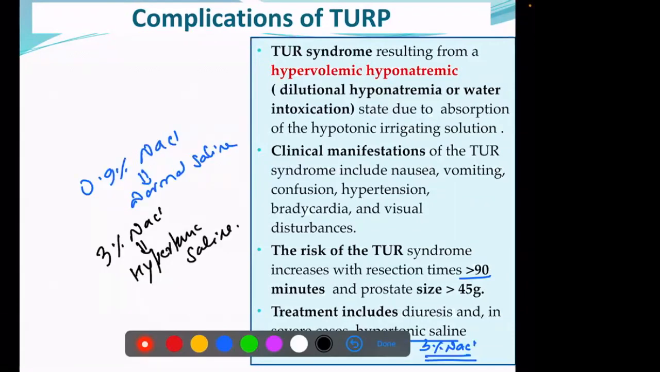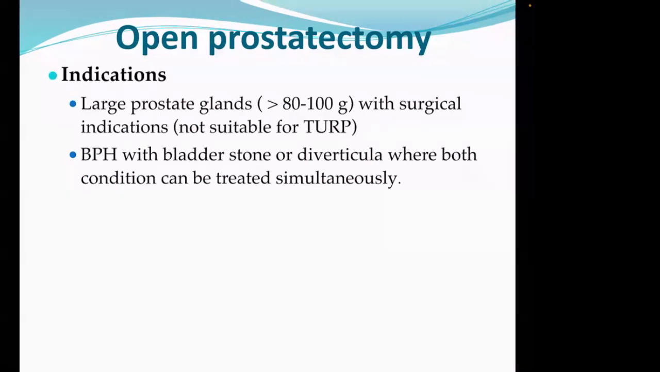Basically, for large prostate size more than 80 to 100 gram, you can go for open prostatectomy. But still, you can go for HoLEP, but you can choose between these two. And if a patient has a double pathology, BPH with bladder stone, then you can just do open surgery for both at the same setting.